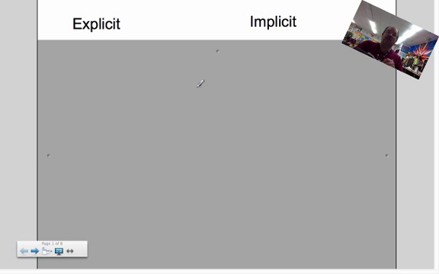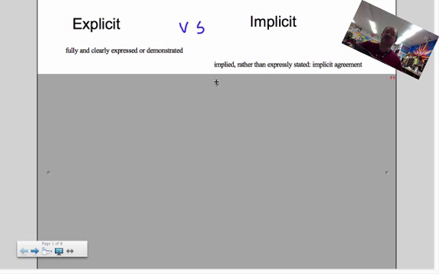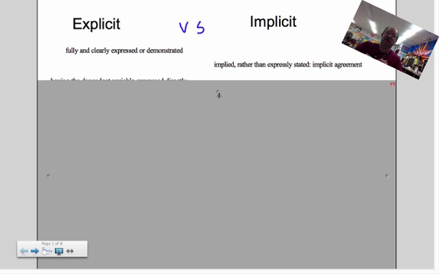So we're going to talk about the difference between explicit versus implicit. Underneath here we've got some links. If something's explicit, it's fully and clearly expressed or demonstrated, as it says there. There's a clear relationship from one thing to the next. Whereas if something's implicit, the relationship's implied, so it's not expressly stated, so there's some implication. And you've had things where agreements are implied rather than someone saying, yes, you can clearly do that.